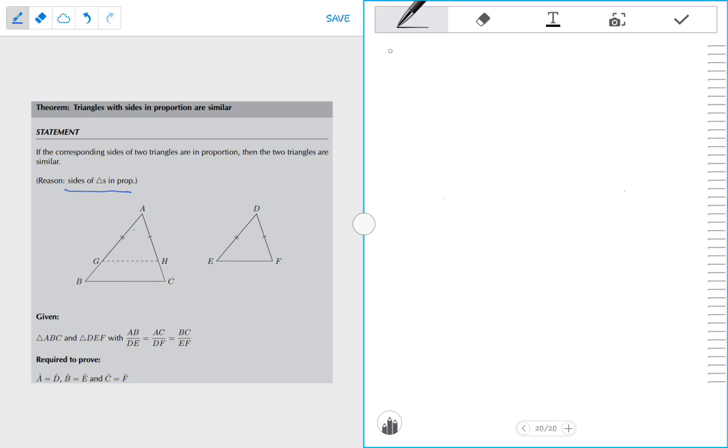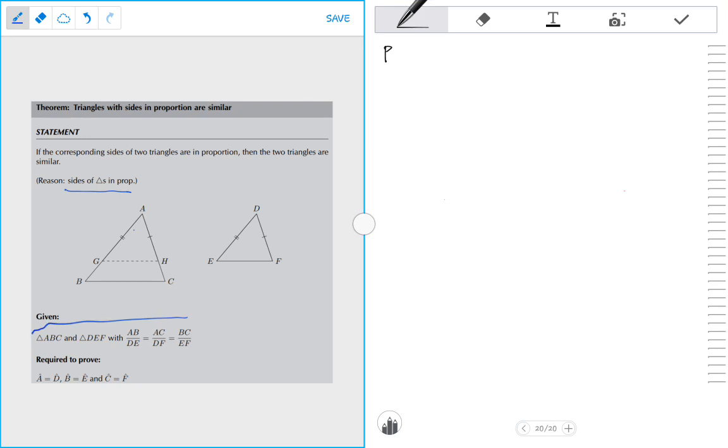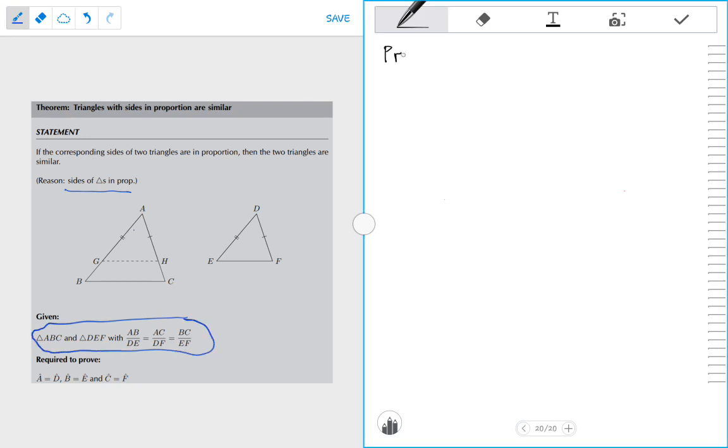Now let's prove. You will write what you're given. This is what we're given. You have to write what is given when you're proving in your exam. So first, the construction. We're saying now, let's draw a line.